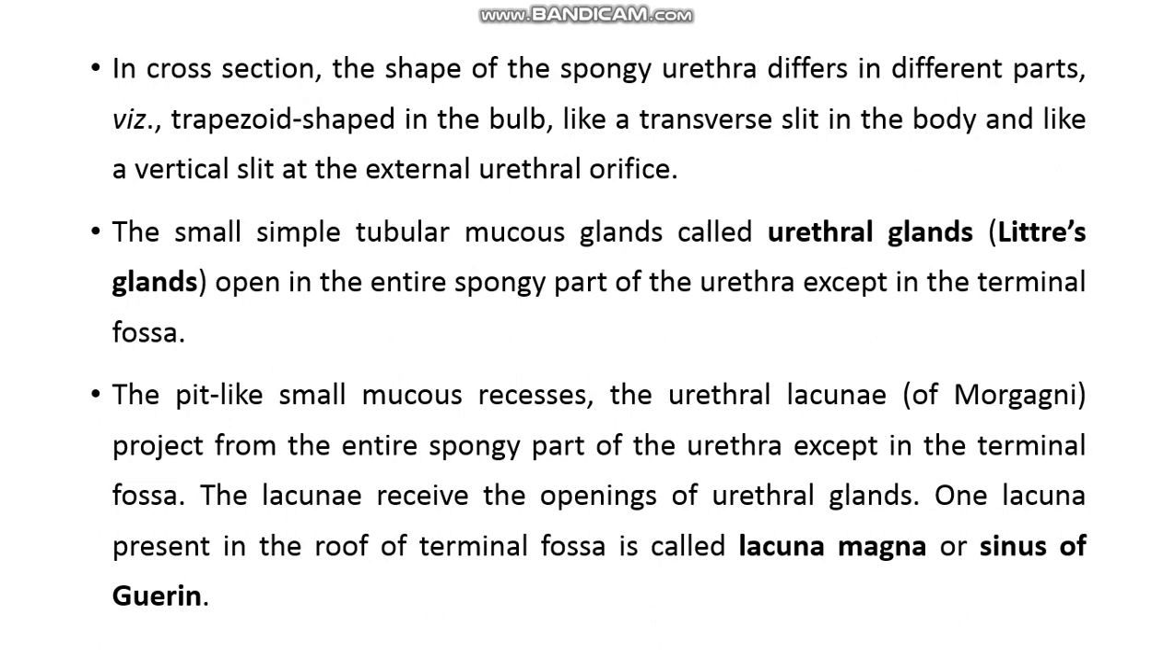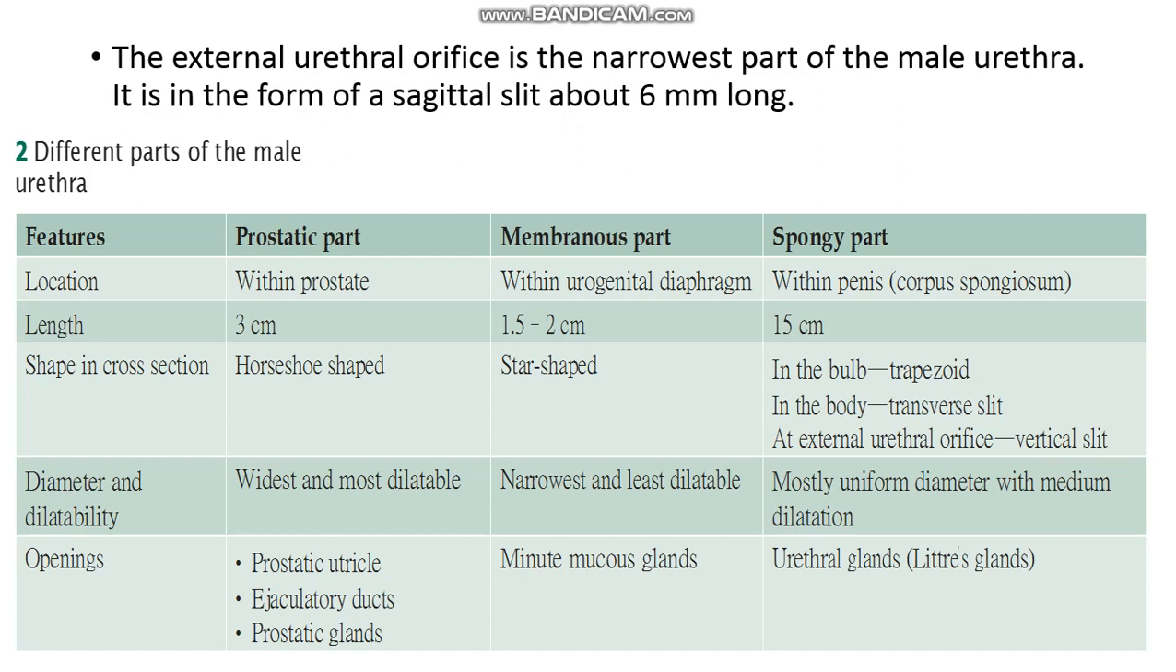Then one lacuna present in the roof of the terminal fossa is called lacuna magna or sinus of Guerin, which means ഈ നമ്മൾ ലാക്യൂന കുറേ ഉണ്ടെന്ന് പറഞ്ഞു. ഈ ലാക്യൂന ടെർമിനൽ ഫോസയുടെ റൂഫിൽ ഒരെണ്ണം ഉണ്ട്. ആ ഒരെണ്ണത്തിന് പറയുന്ന പേരാണ് ലാക്യൂന മാഗ്ന ഓർ സൈനസ് ഓഫ് Guerin. Then the external urethral orifice is the narrowest part of the male urethra and it is in the form of a sagittal slit about 6 mm long.